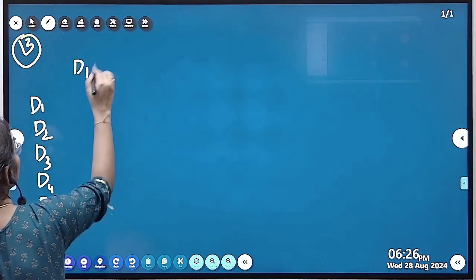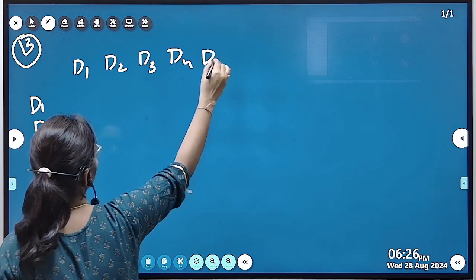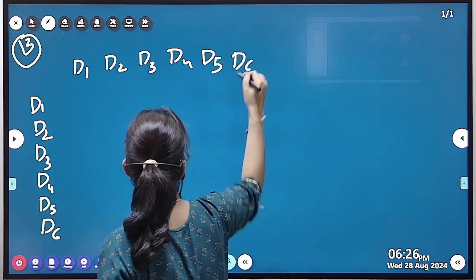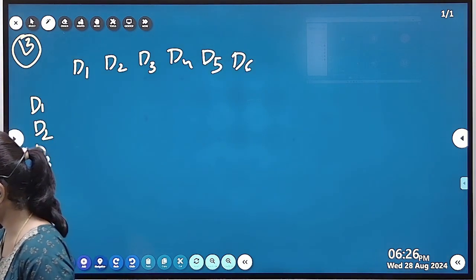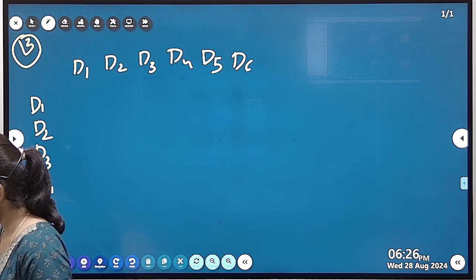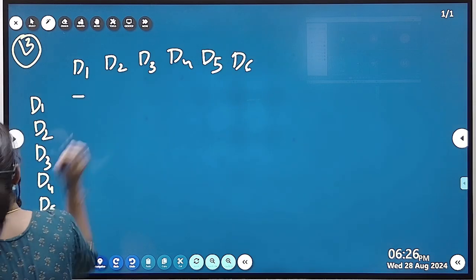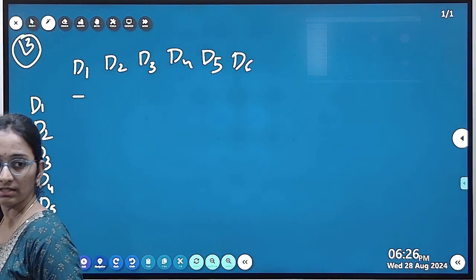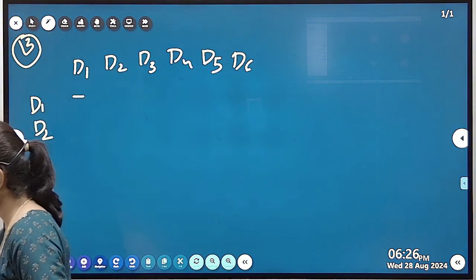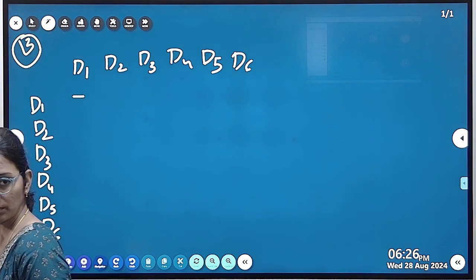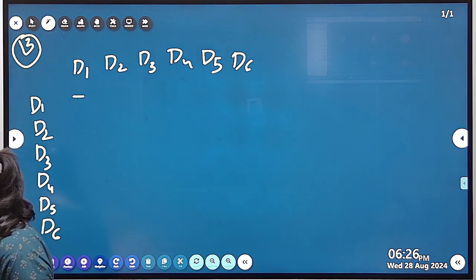So D1, D2, D3, D4, D5 and D6. This is not the same as the question we discussed before, so it is a little bit different. Tell me the distance between D1 and D1: it is nothing. So the distance between D1 and D2, what has he given? 10, right? Okay, round it up, 10.